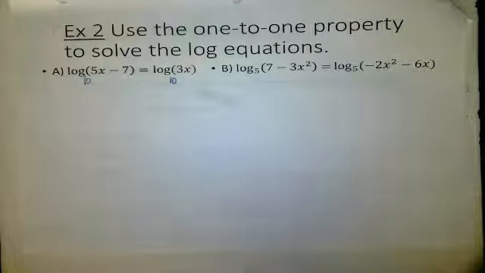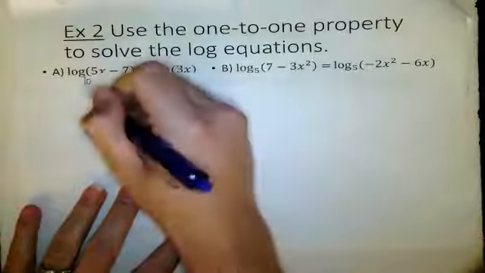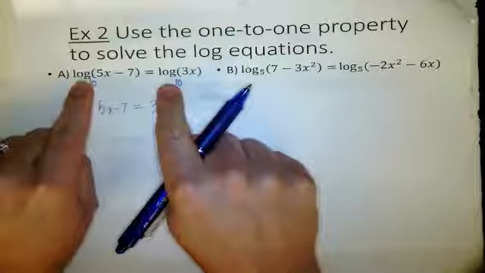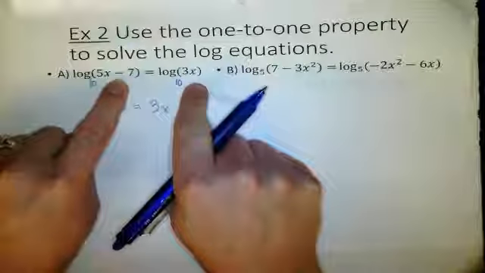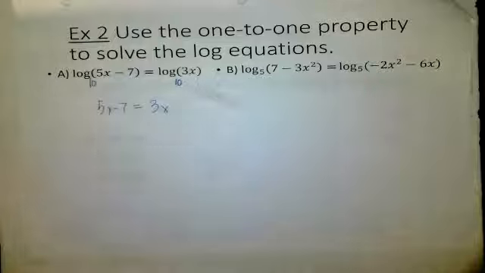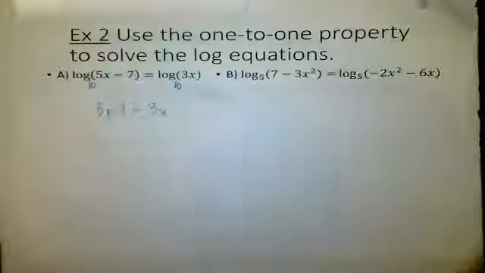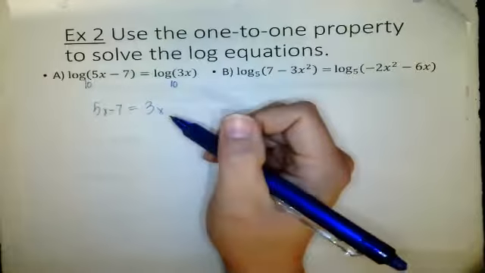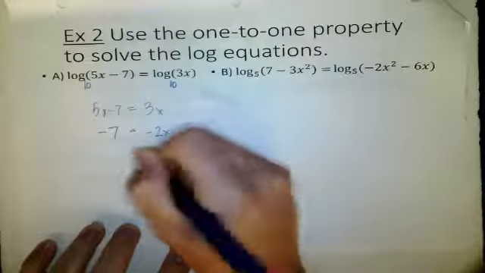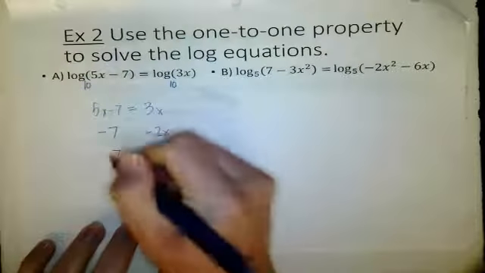So what must we know? The 5x minus 7 equals 3x. Yeah. If the logs match, then the other stuff must match as well. Just like our one-to-one property when we were doing exponents. If the bases match, then the exponents must match. Here, if our logs match, then our arguments must match. Same exact thing. So I have, let's see, negative 2x is equal to negative 7, which means x equals 7 over 2. 7 over 2.